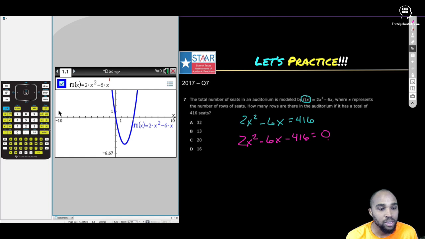So this is minus 6x. Yes, we know that it's the same thing as adding a negative, but don't say 2x squared negative 6x. It needs to say minus. So keep that in mind.